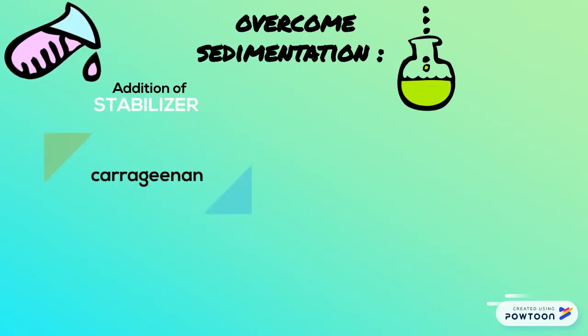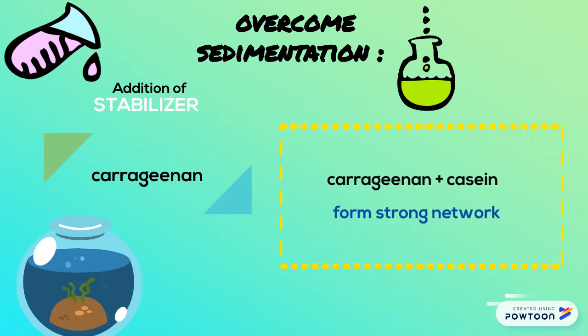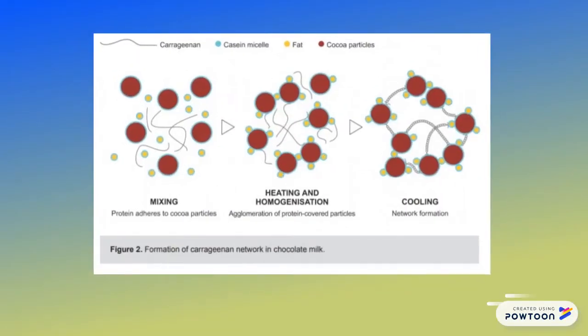Carrageenan, which is a type of polysaccharide, can combine with the casein molecule in milk, forming a strong network. It is shown in this picture that carrageenan binds with the casein molecule, fats, and cocoa particles in chocolate milk. By doing so, it is not easy for sedimentation to form in chocolate milk.